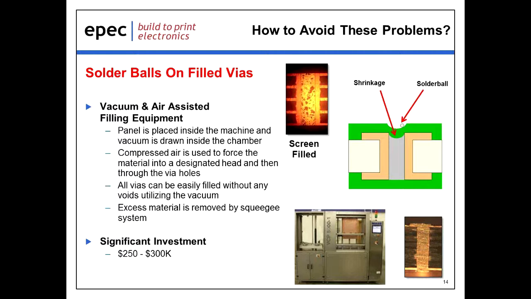What you see at the bottom right is an actual via that's filled properly and cured, and at the left is the piece of equipment, because you put the machine inside of a vacuum enclosed chamber. Again, the biggest challenge with this technology is a significant investment.